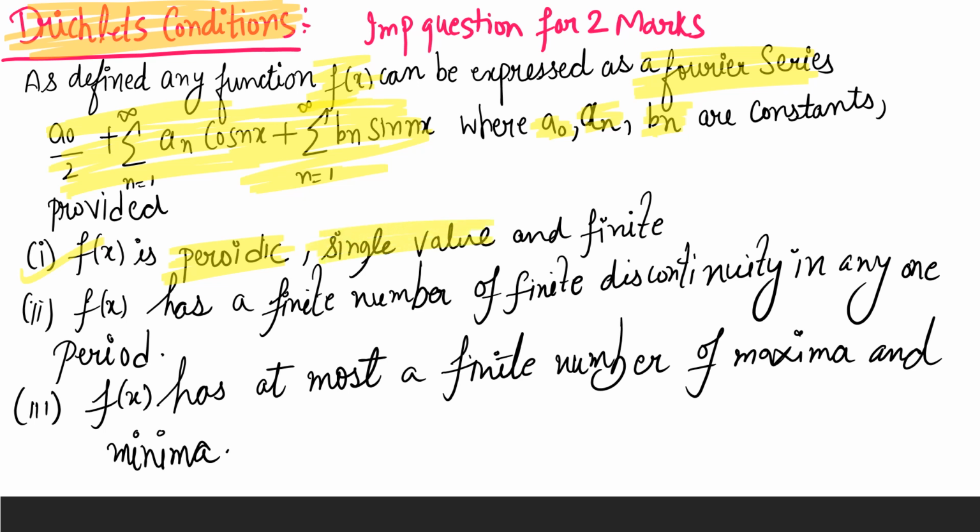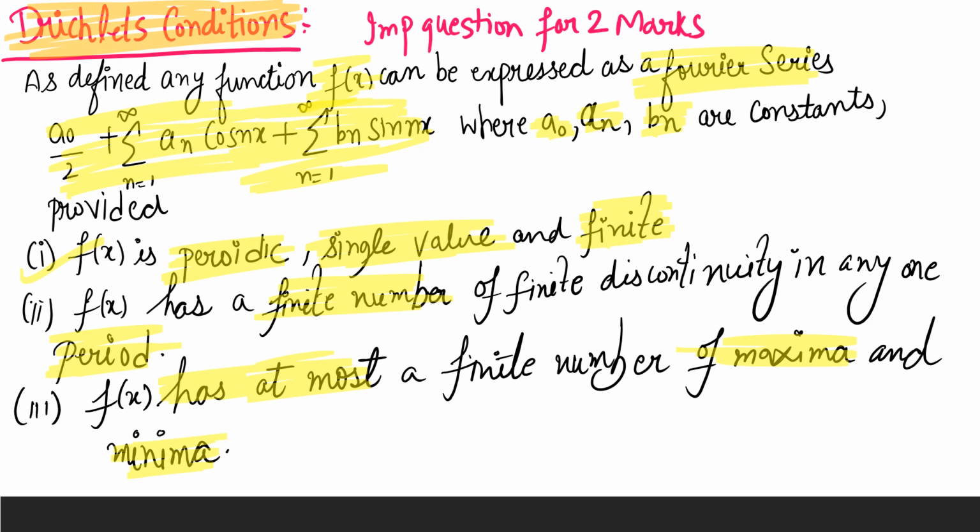It should be a single valued function. If we put something into this function, there will be a single value answer. f(x) should be finite. Second, f(x) has a finite number of discontinuities in one period. If it has any discontinuity in one period, that should be finite. And f(x) has at most a finite number of maxima and minima. If f(x) has maxima and minima, that should be a finite number.